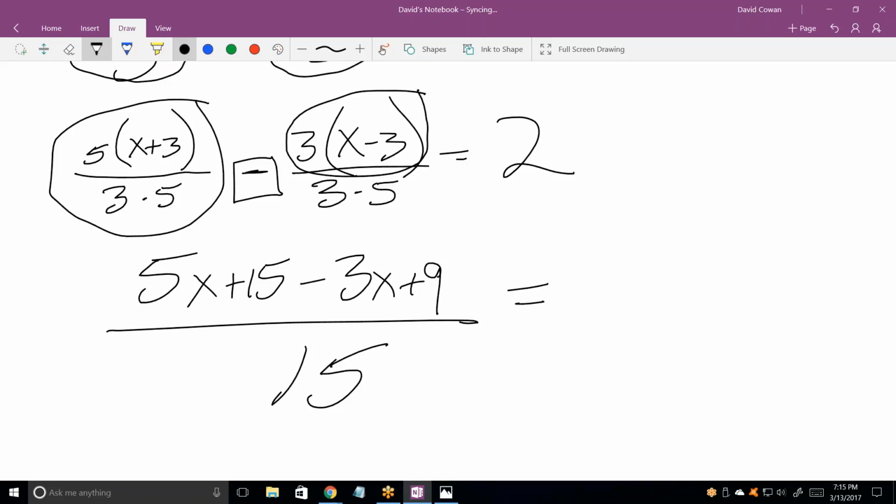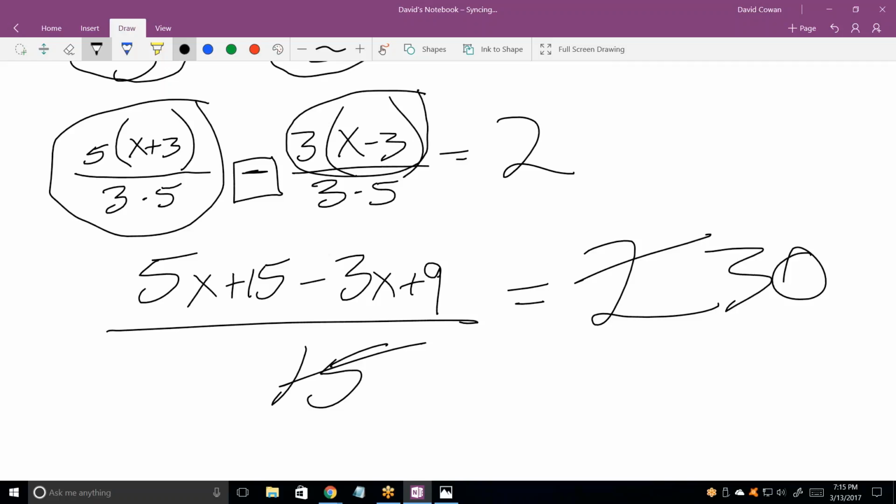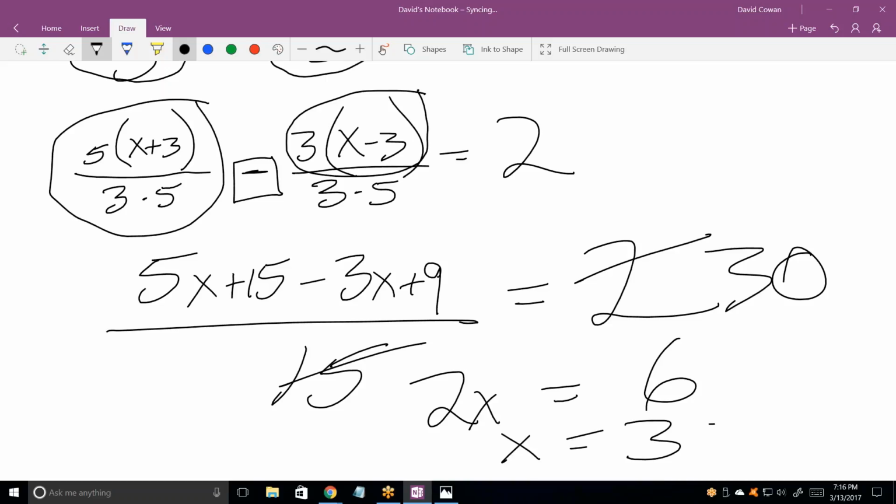All of that is equal to 2, and now the problem is really easy. I can multiply both sides by 15, making that 30. Gather your like terms together, so you get 2x plus 24. I'm going to subtract 24 from both sides. I get x equals 3. There's your solution.